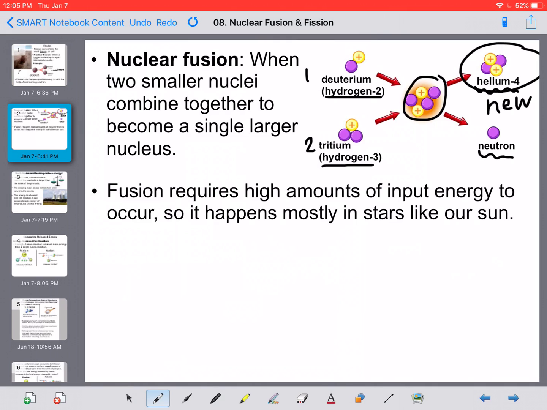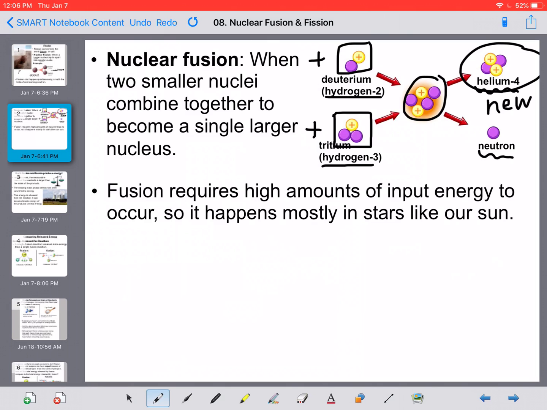Now, fusion does not happen spontaneously. Fusion actually requires high amounts of input energy to occur. The reason for that is that these nuclei are positively charged, right? If you look at the hydrogen 2, that has an overall positive charge because it's made up of one positive thing and one neutral thing. And if you look at the hydrogen 3, that's also positively charged overall.